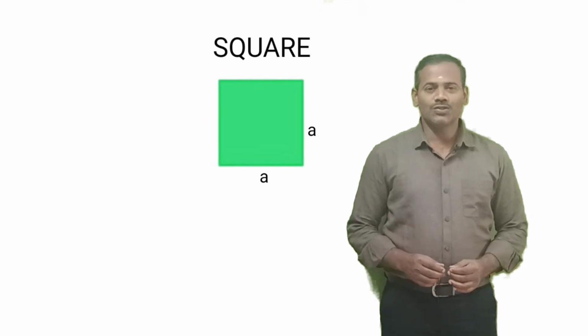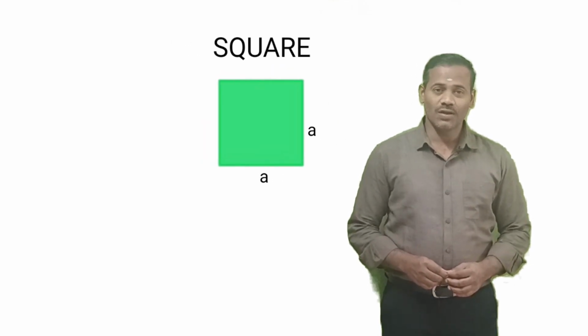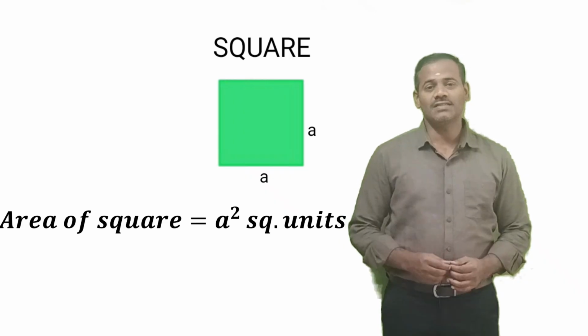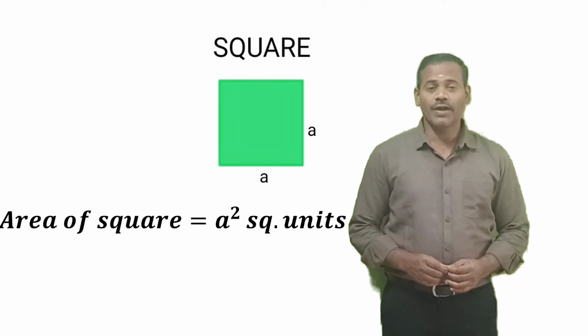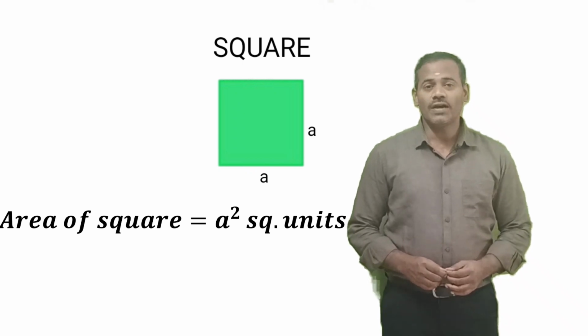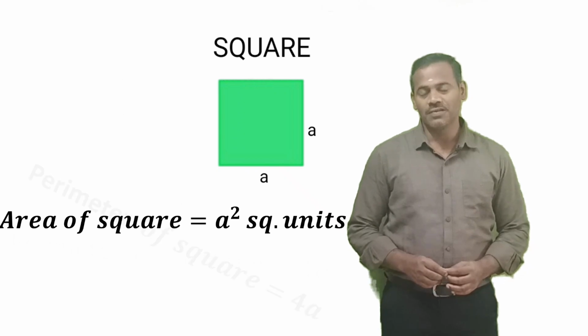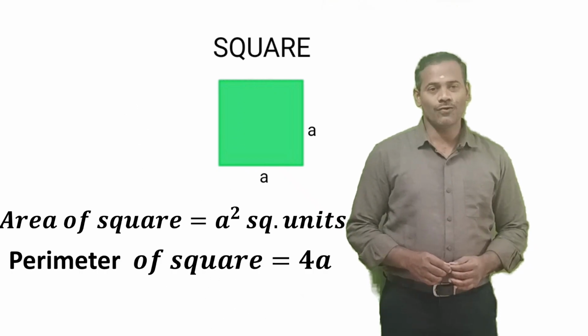Now let us move to square. We know that in a square all the sides are equal. And what about the area of a square? If I take the square as side A, then the area of a square will be side into side. So A into A will be A square units. Now what about the perimeter of the square? The perimeter of the square is 4A.